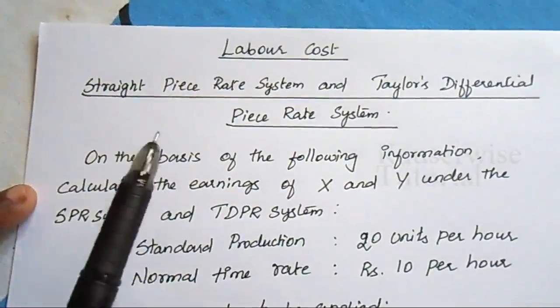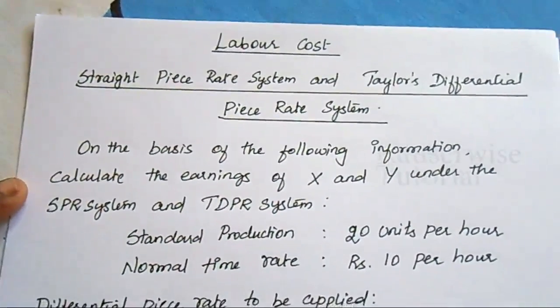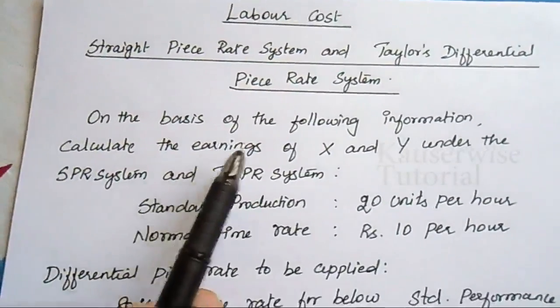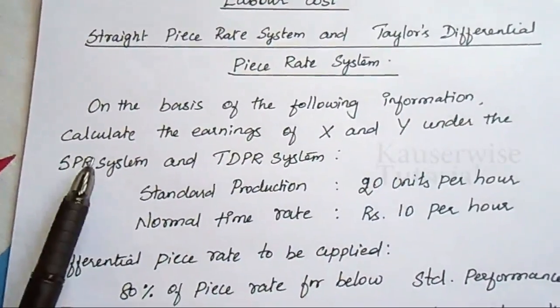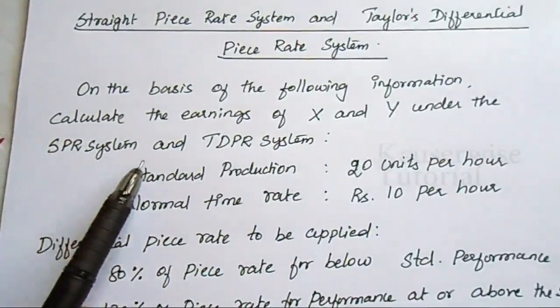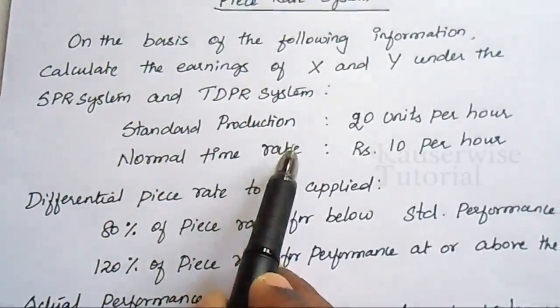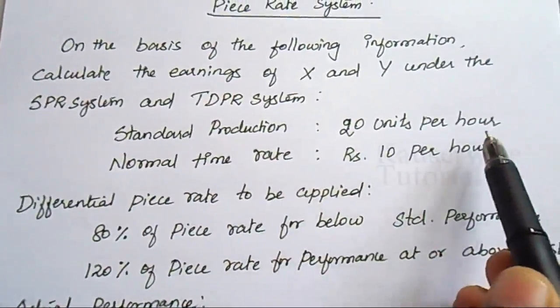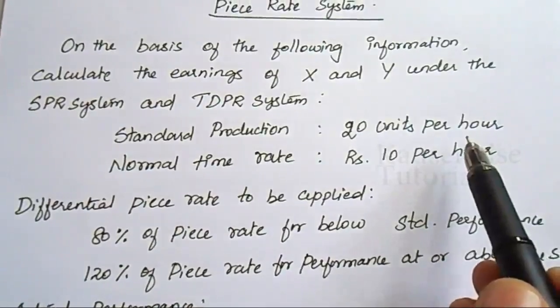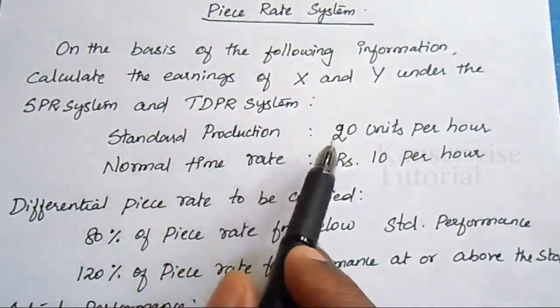Look at this problem, straight piece rate system and Taylor's differential piece rate system. For this, I have taken one problem. On the basis of the following information, calculate the earnings of X and Y under straight piece rate system and Taylor's differential piece rate system. Standard production is 20 units per hour. So each and every hour the employee needs to produce 20 units. This is called standard production or fixed production.